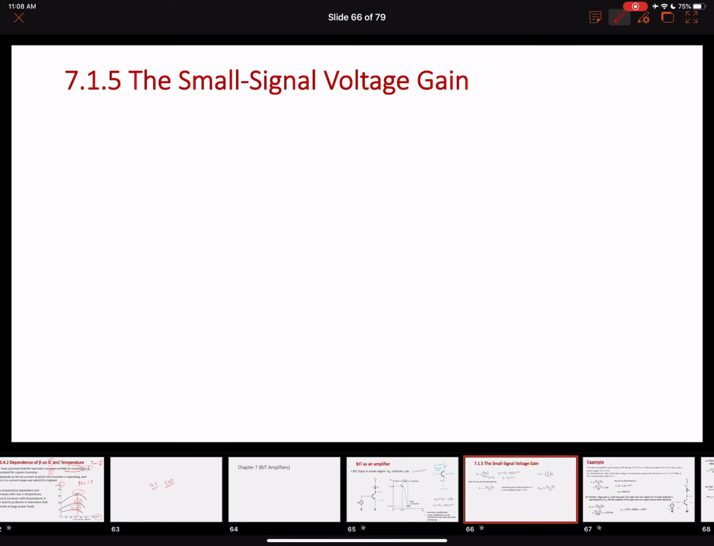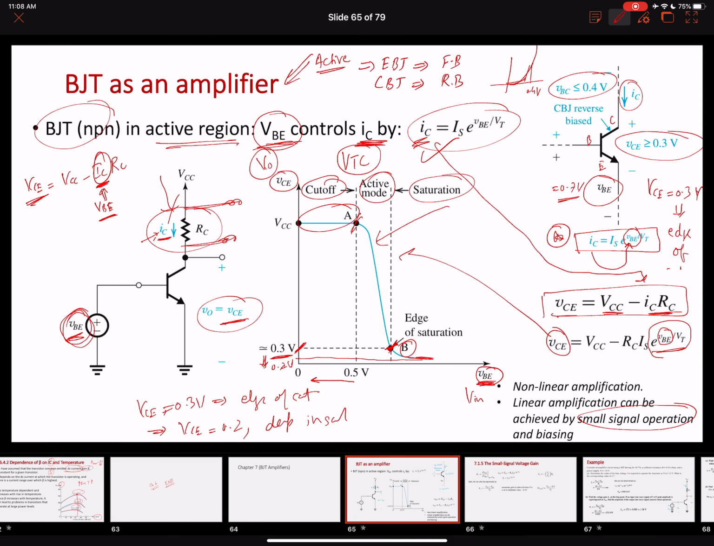Before doing that, let's find out this gain value. In order to find the voltage gain value, we can look at this curve again. Essentially, we know that our VCE is output and VBE is input. So the voltage gain would be the slope of this curve. The slope is the voltage gain.